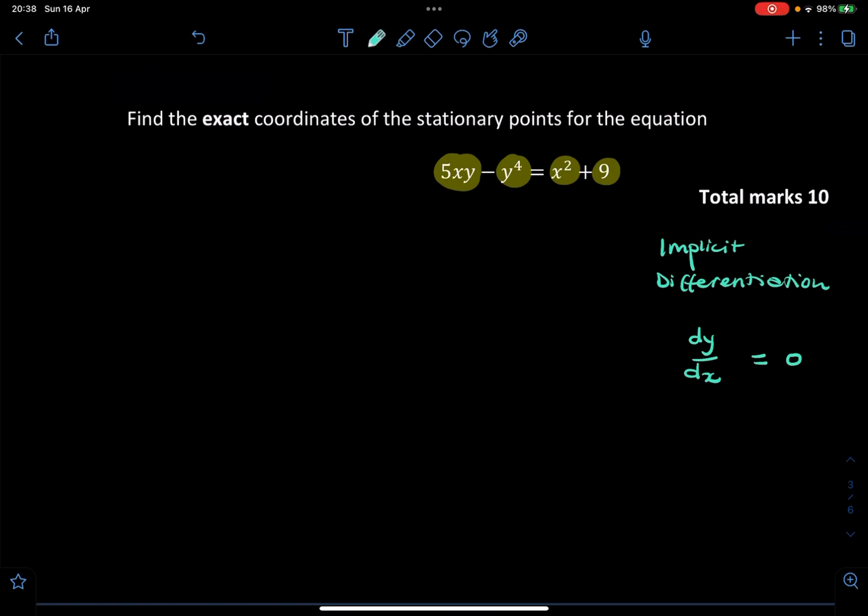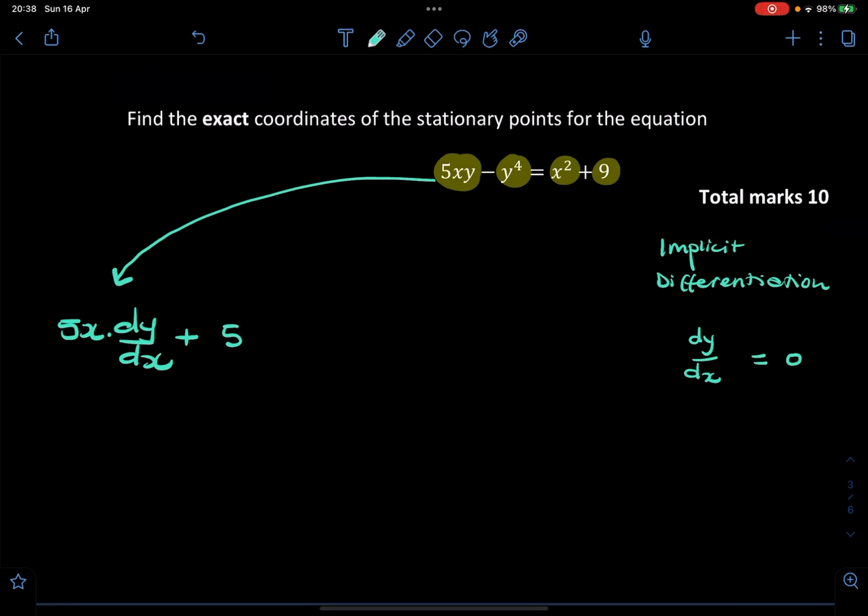So 5xy will give us 5x multiplied by dy by dx plus 5 multiplied by y. So I took the derivative, I took 5x as it is, and I multiplied by the derivative of y, which is just 1 times dy by dx. And then I took the derivative of 5x, and that's the 5, multiplied by the y with no change. So that's for the first term here.